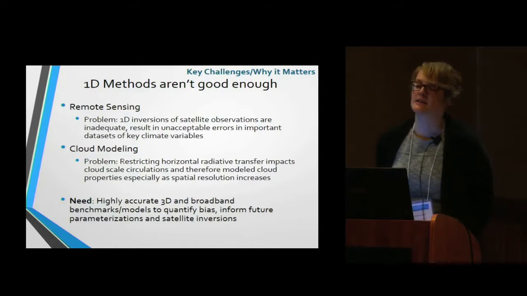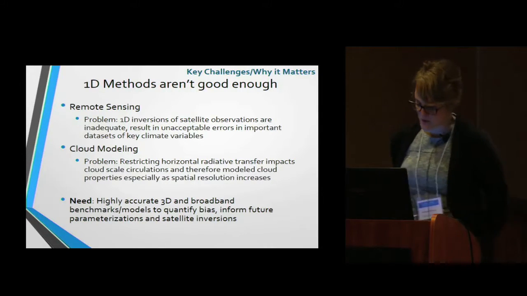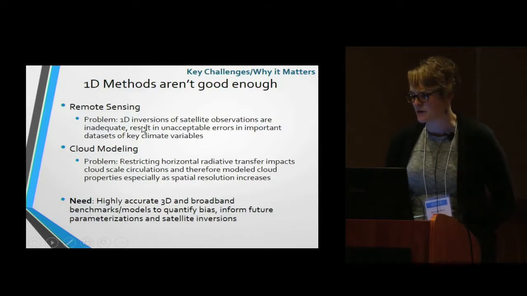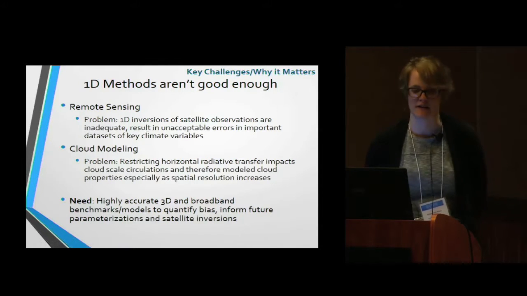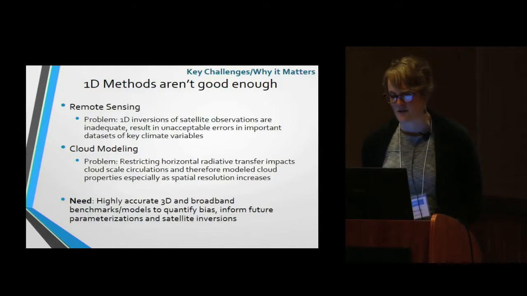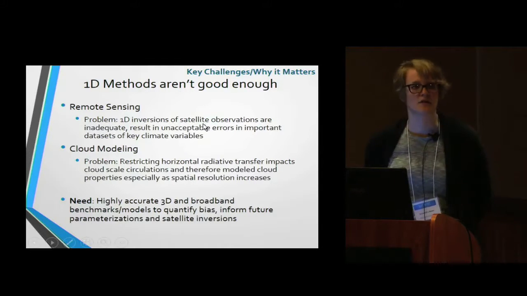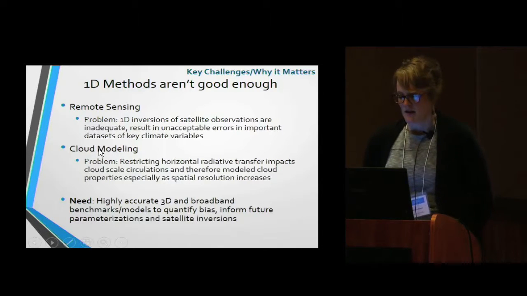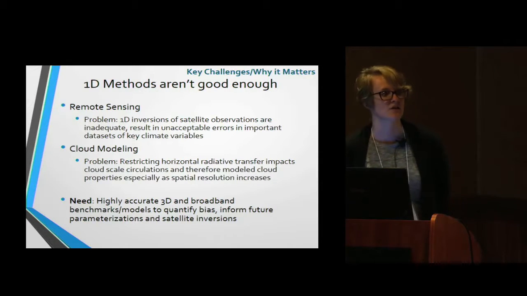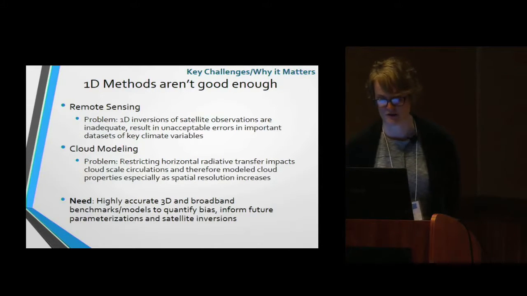So you can find in the literature, if you dig through, some anecdotal evidence that our 1D approximations aren't good enough, both from a remote sensing perspective and from a cloud modeling perspective. For remote sensing, pretty much it results in unacceptable errors in important data sets that we use to evaluate key climate variables. So if you're evaluating your climate models with what you assume to be the truth and it's actually biased by these 1D approximations, you might end up tuning to the wrong answer. From a modeling perspective, as I mentioned before, restricting the horizontal radiative transfer is going to impact your cloud scale circulations and therefore your modeled cloud properties, especially as you increase spatial resolution.